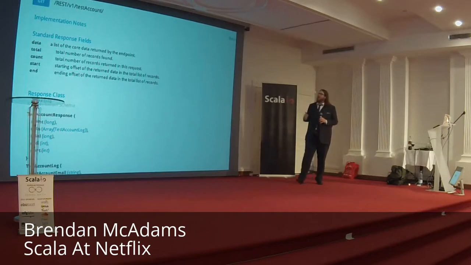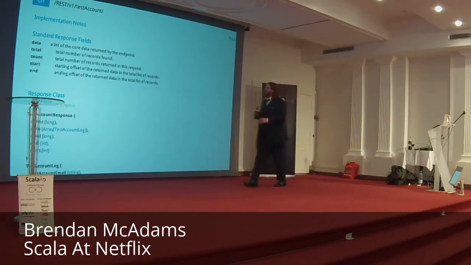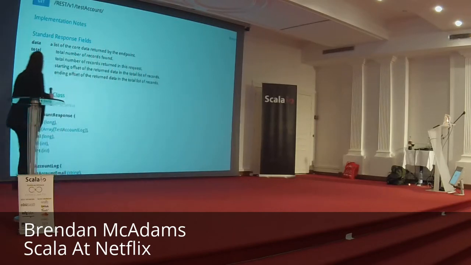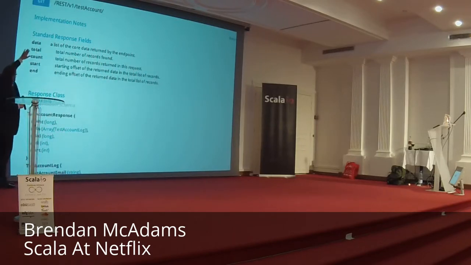So the response fields are all laid out. We have a fairly standard response class that we use so that there's a sequence of data, total number of records, et cetera, start and end. And then the response from Swagger, this is what it's going to look like. So I'm able to hand this to a UI developer, and here's your layout. This is the exact kind of JSON response that you're going to get back from the service.